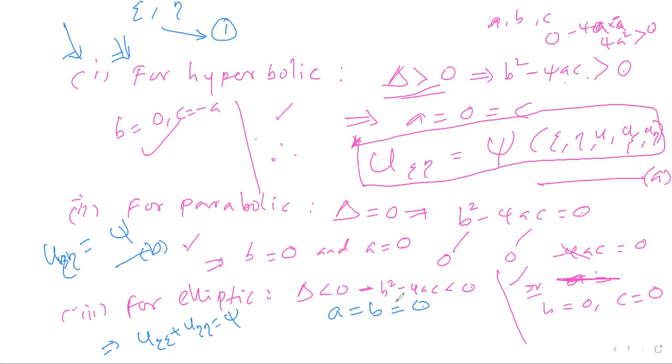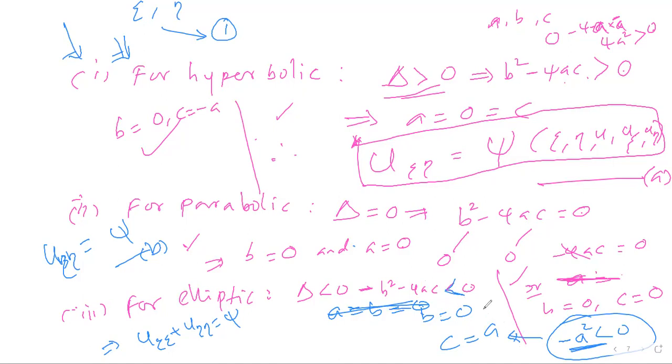Sorry, I made a mistake here. So this is for this one, no? a is equal to b is equal to 0 for this case. So in the elliptic case, we will have b is equal to 0, but c is equal to a. Then only we'll have negative a square, that is less than 0. Sorry about that, just change this one. b is equal to 0, c is equal to a, or a is equal to c, any time. So we should have something negative.